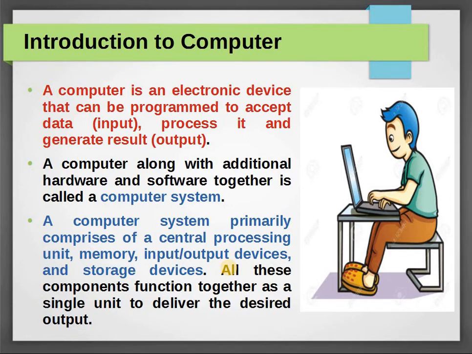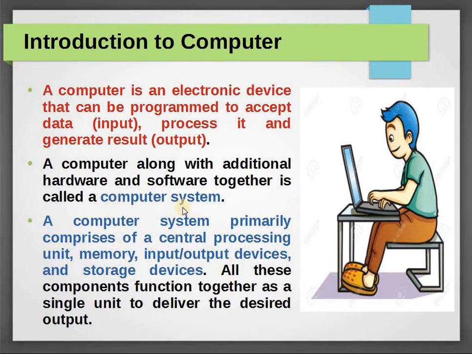What is the difference between data and information? Students, data is raw facts and figures which have no meaning and it is useless. But when it is processed by the computer, then information is generated, and information is useful facts and figures for a person or for a particular organization.